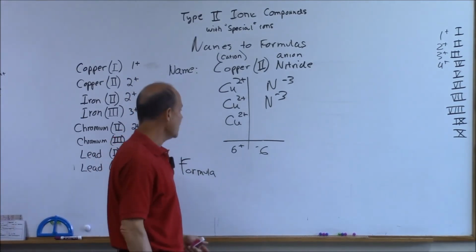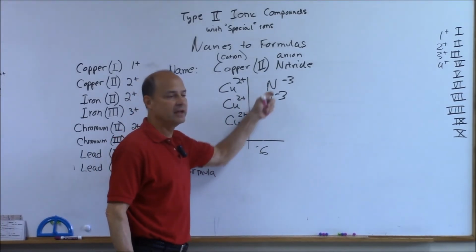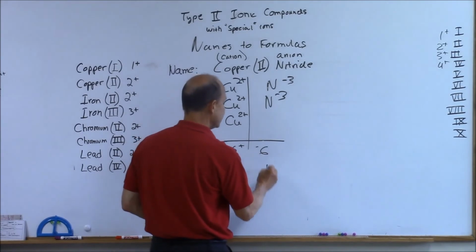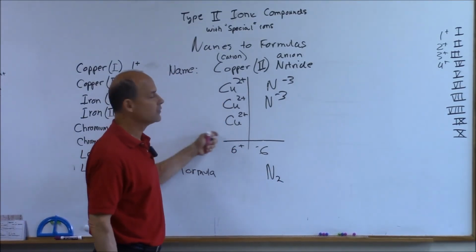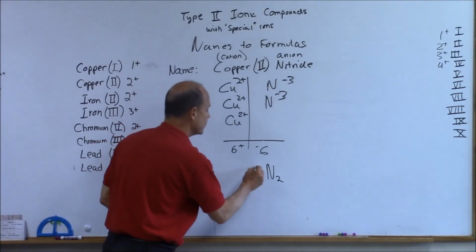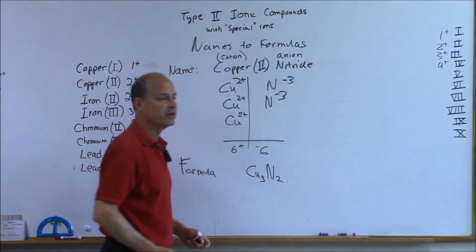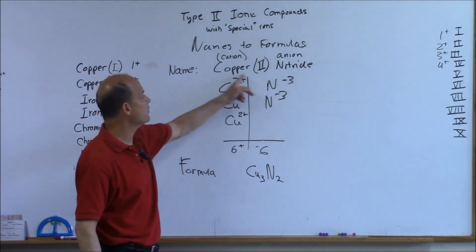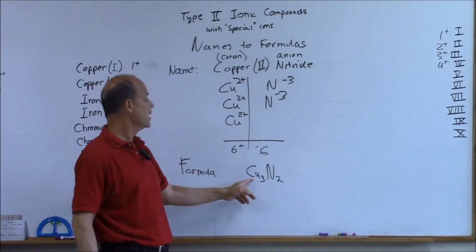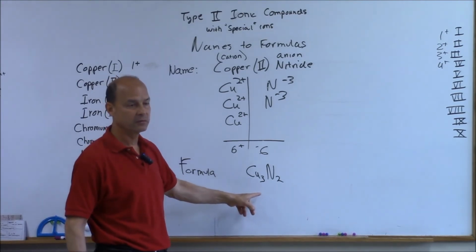So, Elijah, how many times did I write N up here? 2 times. I did, so I write N with the subscript of 2. David Hastings, how many times did I write copper up here? 3 times. So I write copper with a subscript of 3 and drop the mic. We're done. The formula for copper(II) nitride is Cu3N2.